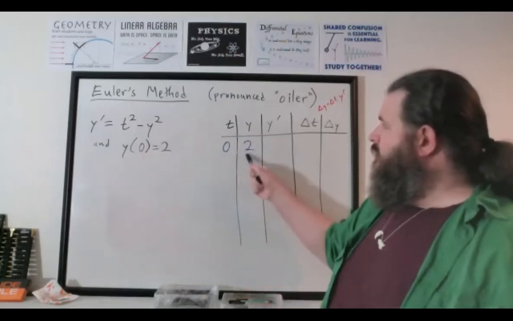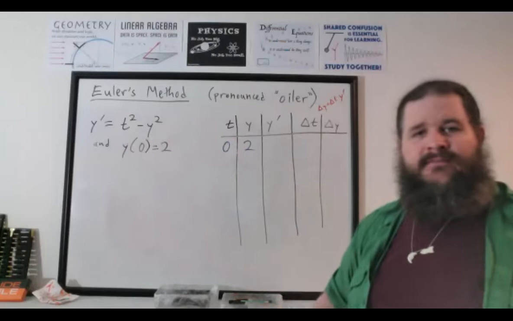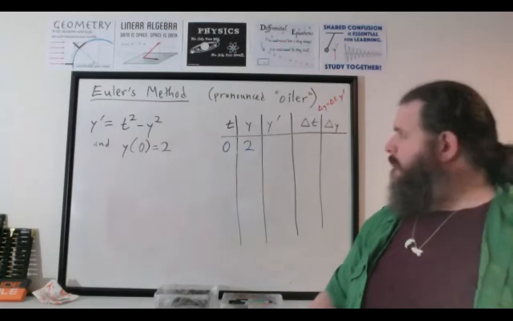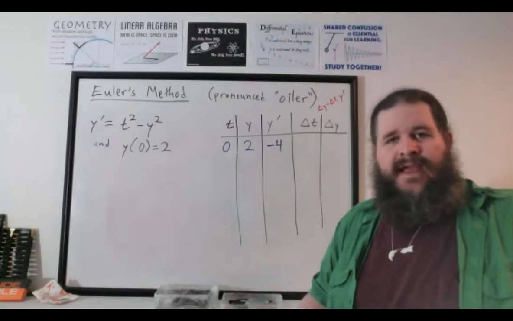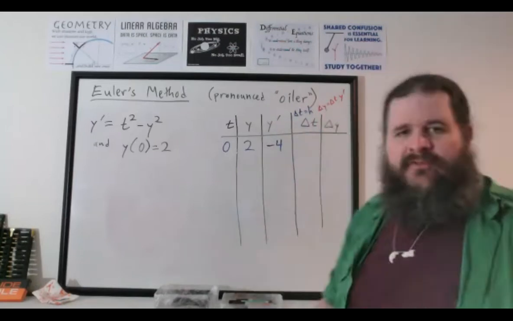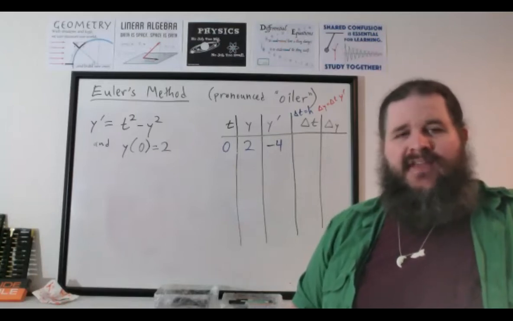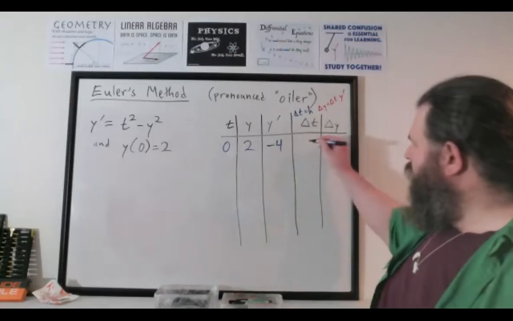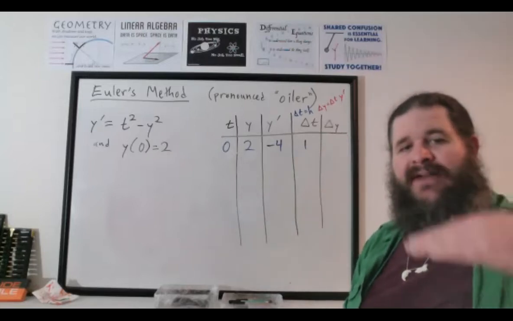We can immediately use those to calculate the derivative. If you plug in 0 for t and 2 for y, what do you get for the derivative there? You get -4. And then delta t, we're just going to have to choose an h step. We'll choose some constant amount of time that'll be our consistent h step. Let's say for now we use the h step of just 1. So each step we're going 1 forward in time and some amount up or down in y value.